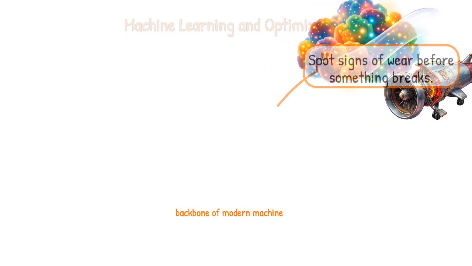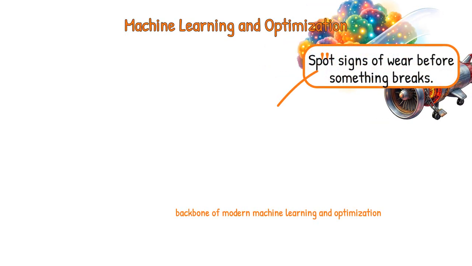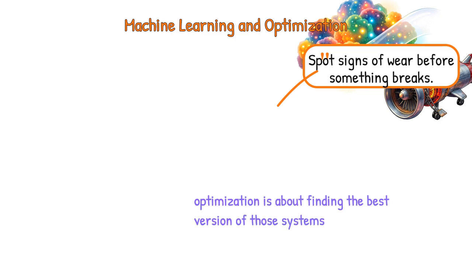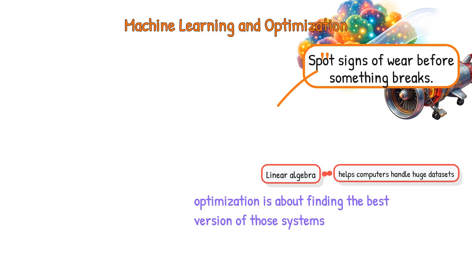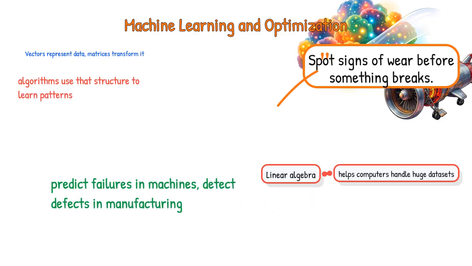Fifth, it is the backbone of modern machine learning and optimization. If engineering is about building better systems, optimization is about finding the best version of those systems. Linear algebra helps computers handle huge datasets, compare features, and adjust model parameters. Vectors represent data, matrices transform it, and algorithms use that structure to learn patterns. That is how systems can predict failures in machines, detect defects in manufacturing, or improve control systems in real time.